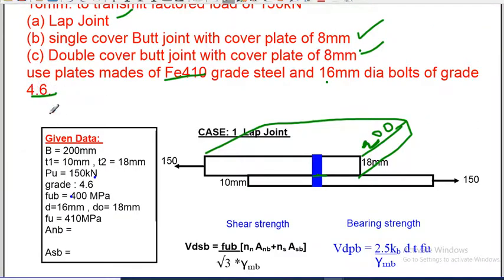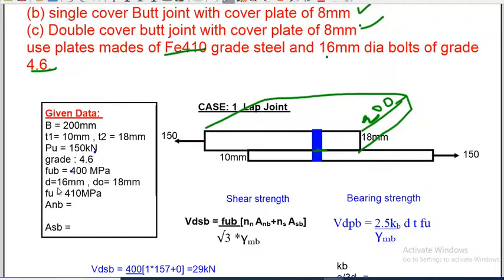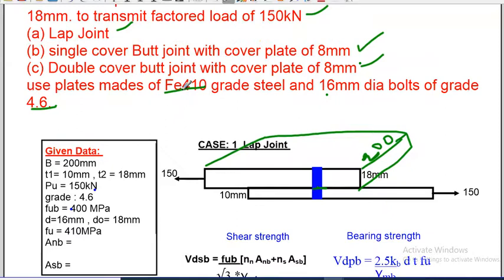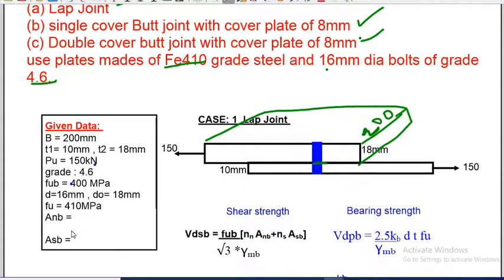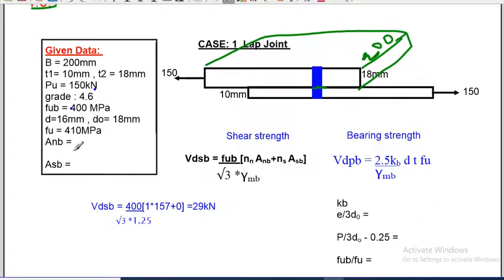So from this, 4 into 100 will give 400. And the diameter of the bolt is 16 mm. Diameter of the hole is 18. As per the code, we know that if it is 16 mm or above, then D plus 2 is the diameter of the hole. So 16 plus 2 is 18. The plate is given as Fe410 grade, so it is going to be 410 megapascal. Let us stop it here for now.